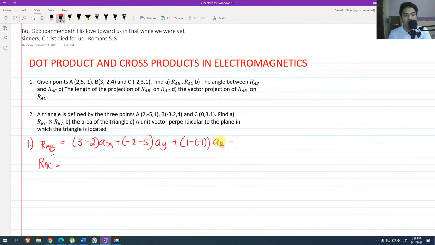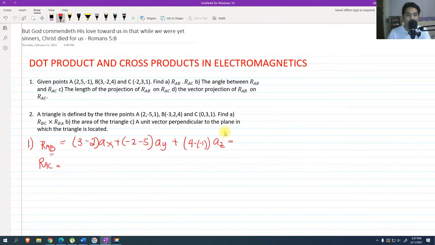Oops, of course, this should not be 1 minus negative 1. Let me just rewrite this. This is a correction. For our AB, that should be 4 minus negative 1. Here is the 4. My mistake for writing 1.